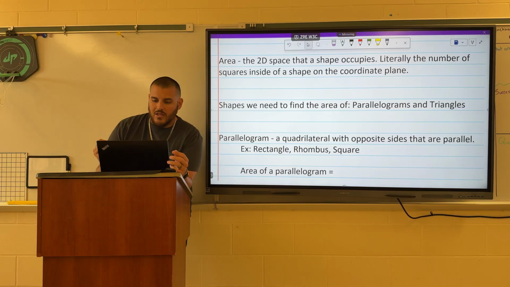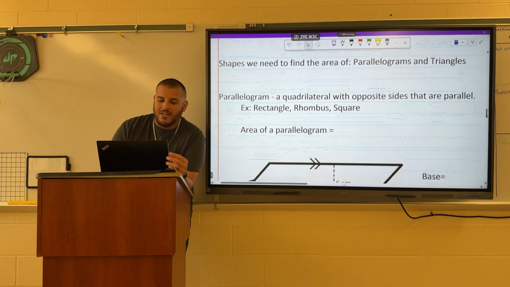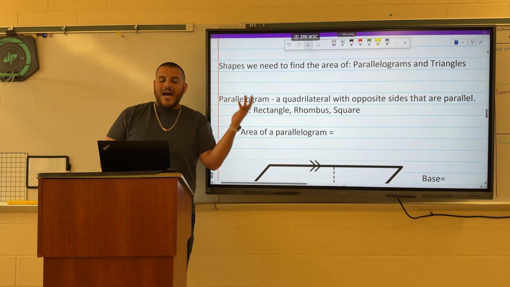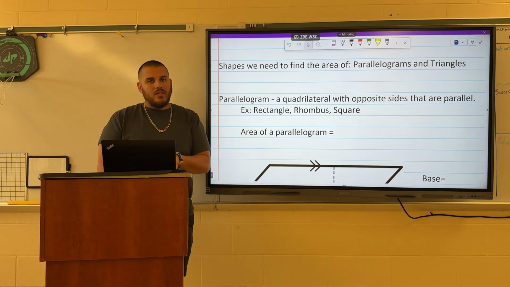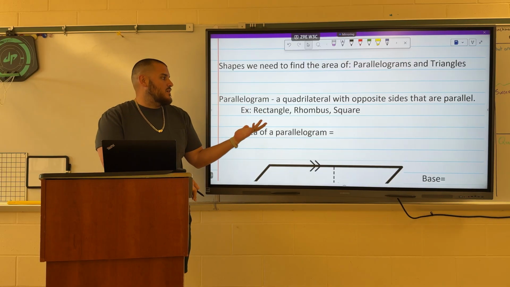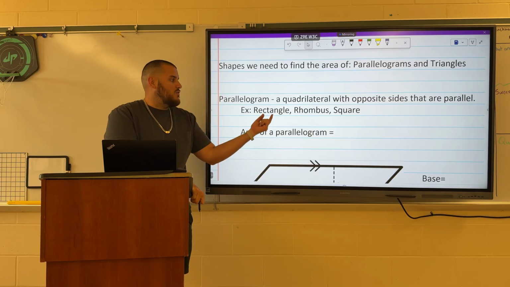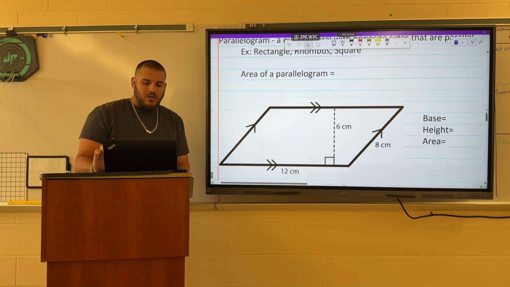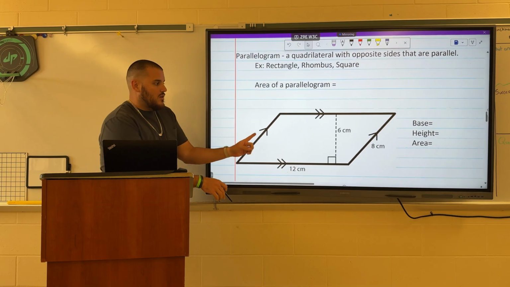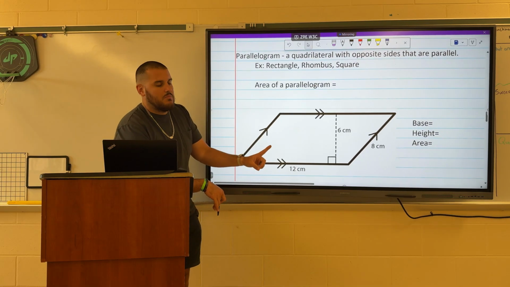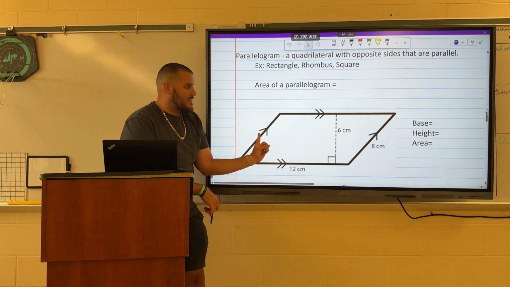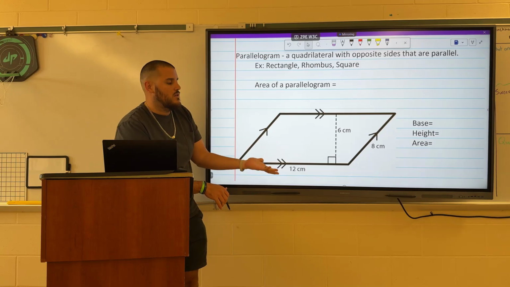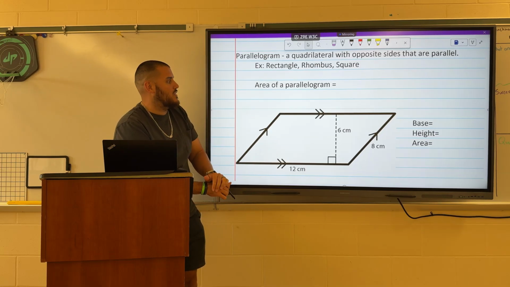And we're first going to look at the parallelogram. A parallelogram is a quadrilateral, a four-sided shape, with opposite sides that are parallel to each other. The main types of parallelograms you might already be familiar with are the rectangle, the rhombus, and the square. Here's just an example of what a parallelogram looks like. Notice that the arrows show you that sides are parallel. So these are opposite sides that have the same amount of arrows, which makes them parallel. That's what a parallelogram looks like.